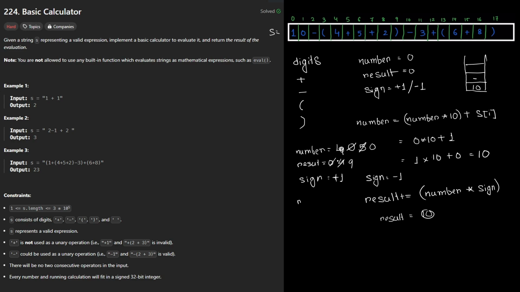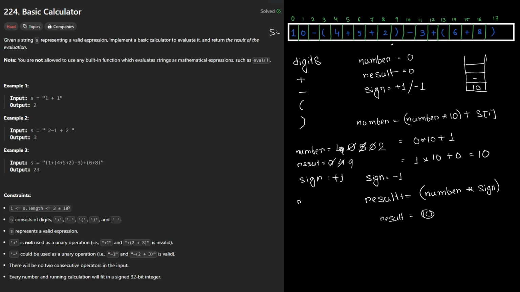Then we get another positive sign, so we set it to plus 1. Then we are getting 2. Once we got this 2 value, after that we're not getting any sign. The result is still 9 and sign is positive.